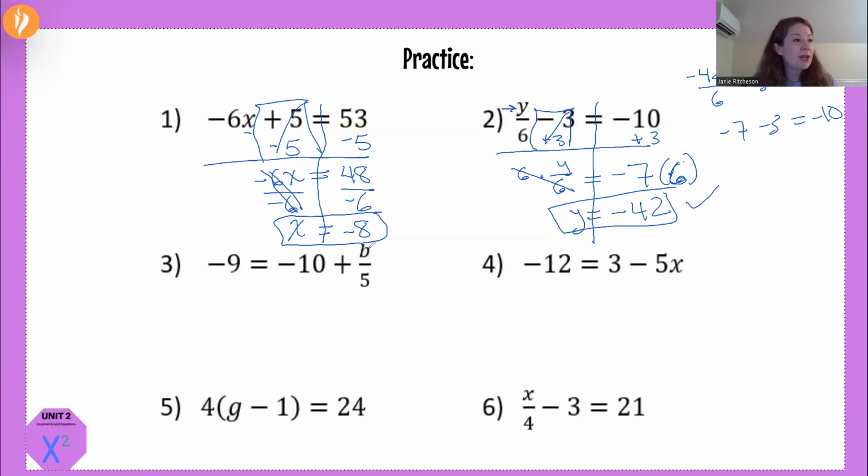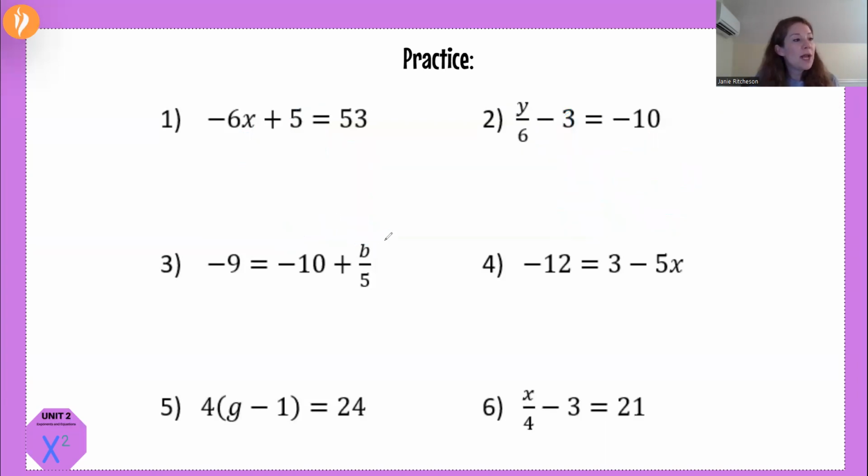Number three, our variable, let me get rid of all this other stuff. Our variable's way over here. So we're ignoring the -9 for now. So what's happening to b? It's being divided by 5, and we want to get rid of a -10. How do you get rid of a -10? Well, the only way to get rid of a -10 is to add 10. Add 10 to both sides of the equal sign. Here's my line. My 10's are now gone, right?